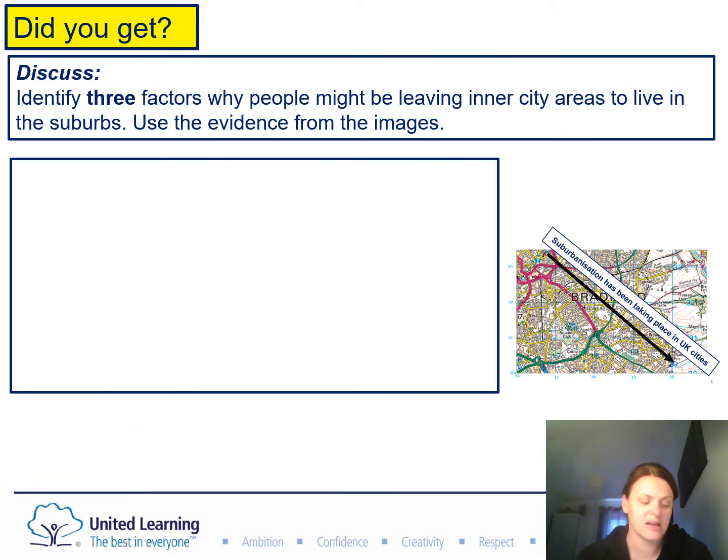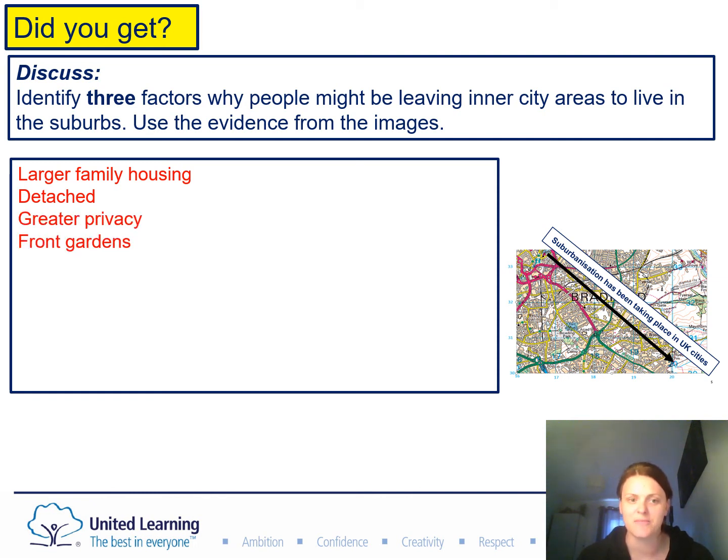All right, so let's have a look. Get your green pens out, guys. The three factors that you should have written down are that, if you move further out, you have larger houses. The inner city area, remember, has really small terraced housing and not a lot of large housing. So if you've got a big family or you just want to upgrade, you need to move further out. Houses in the suburbs are detached. That means it's not attached to another house, which means you've got more space and more privacy.